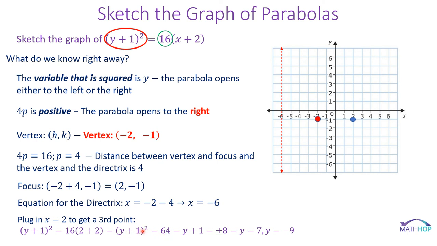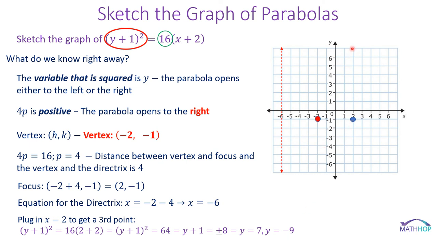Take the square root of both sides. We get y plus 1 equals positive and -8. Subtract 1 from positive 8, we get 7. Subtract 1 from -8, we get -9. Take a piece of paper if that was way too much and kind of work it out and see where I was coming from. So we get 2, 7.